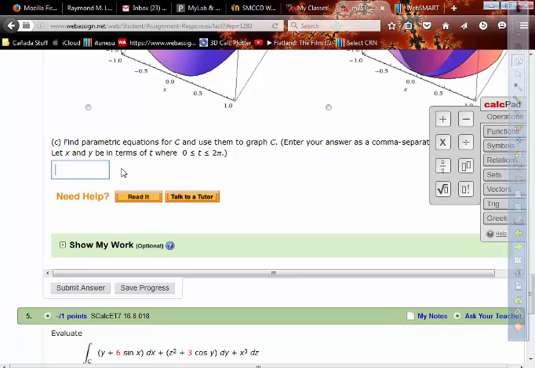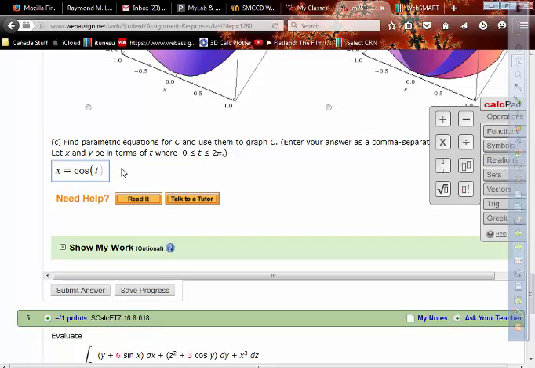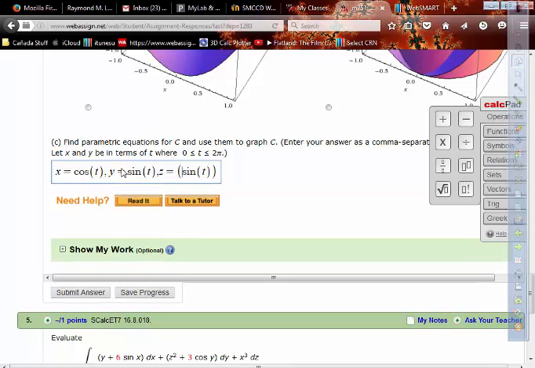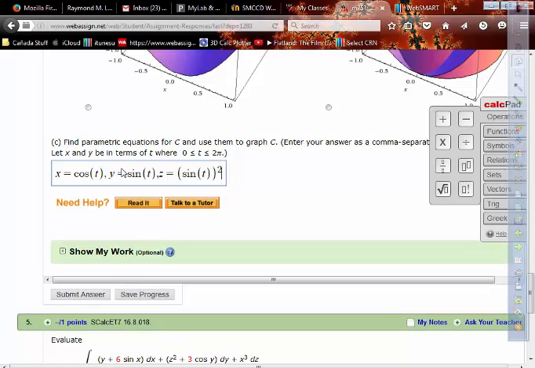Do you need to put x equals? x equals cosine t, maybe, comma, y equals sine t, comma, z equals sine t, quantity squared. You need to be careful about squaring this, right? Don't mistake it for sine of t squared. Minus cosine t, quantity squared.